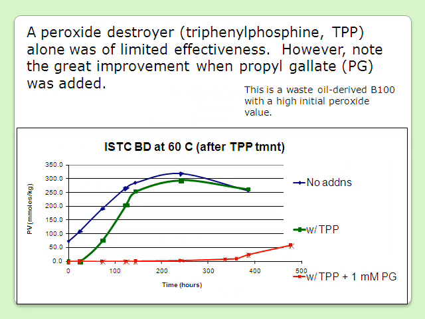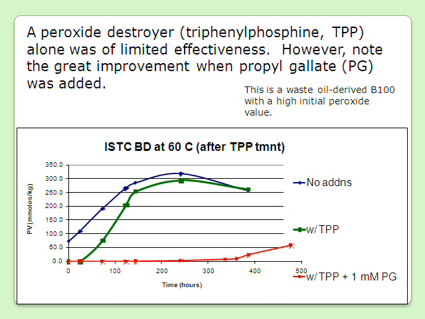Looking at the other class of antioxidants, the peroxide destroyers, we added triphenylphosphine by itself to a biodiesel, a waste oil derived biodiesel provided by ISTC. This happened to have, at the time we tested it, a peroxide value of around 75 or so. And adding the triphenylphosphine destroyed almost all of it. So the peroxide value dropped down to about 0.